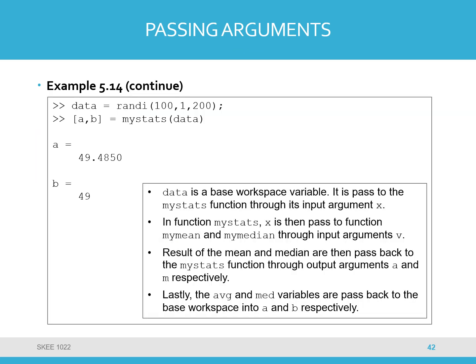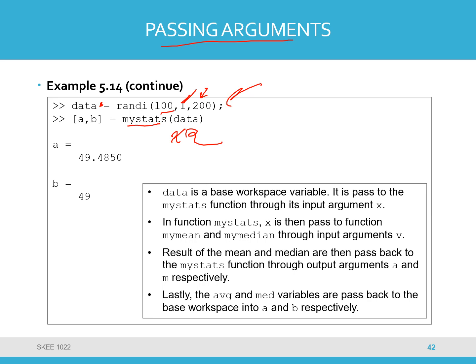This is the continuity of example 5.14. This one just generates random data from 1 to 100, with 1 row and 200 columns. This data is inserted into here. Remember that my stat has x instead of data, but it's okay. That is what is meant by passing argument. You don't have to use the same argument as the function. If the function uses x, as long as inside the function it uses x, it is okay. But outside the function, you can replace it with anything. You just transfer, passing the argument.